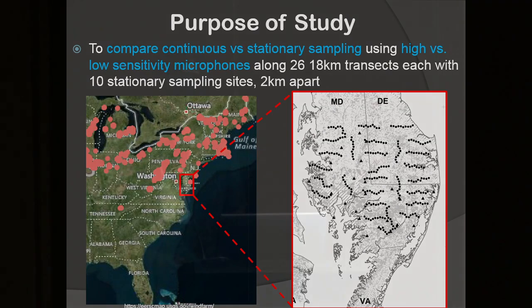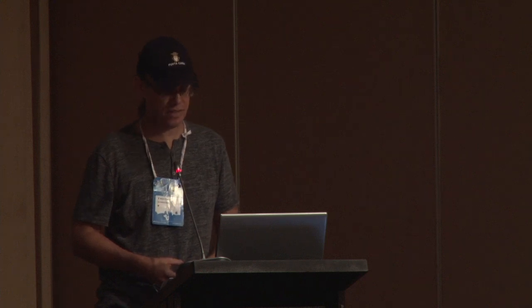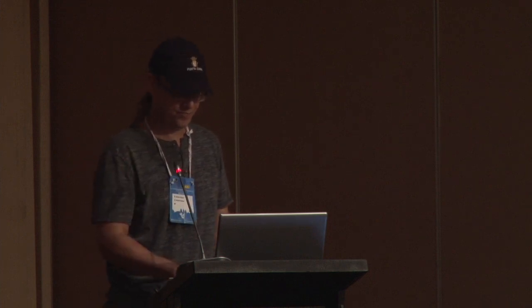The purpose of the study was to do just that, to compare continuous versus stationary sampling along the same routes, and also to compare high versus low sensitivity microphones. We did this on the Delmarva Peninsula in the eastern United States by setting up 26 18-kilometer transects, each with 10 stationary sampling points spread 2 kilometers apart. And we sampled both continuously and at each sampling location for 12 minutes.